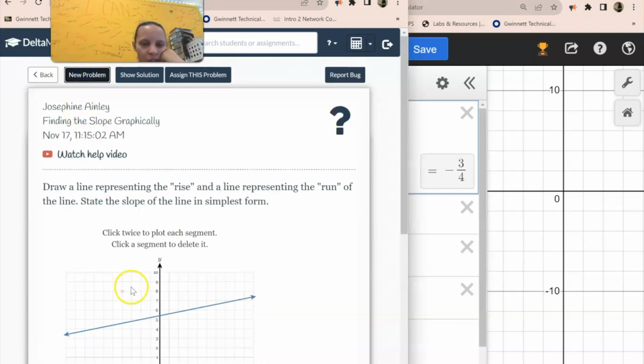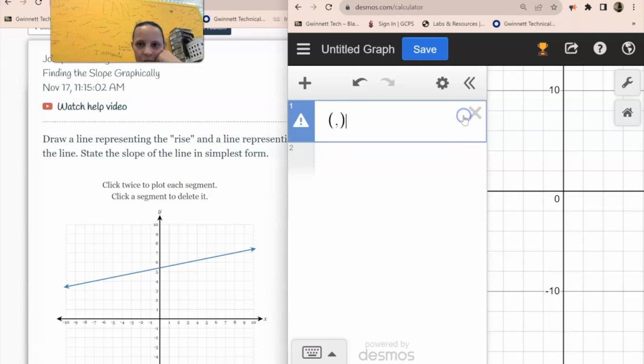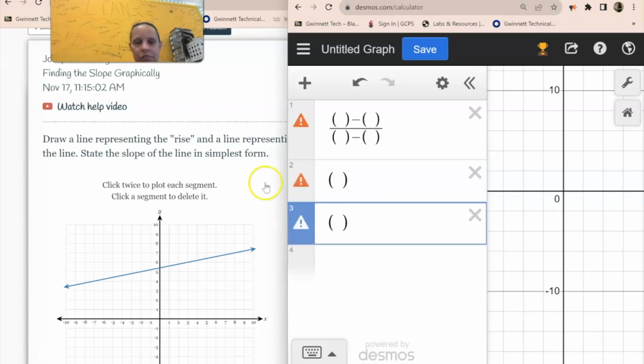I'll do another one. Again, we're going to start off, notice how I'm starting all the way from the beginning. And if you remember, I said hit divide first. Parentheses minus parentheses over parentheses minus parentheses. I'm going to come here and set it up for my 2 points. I'm going to just start on the left. It doesn't matter, you can start anywhere. Let me even start right here.